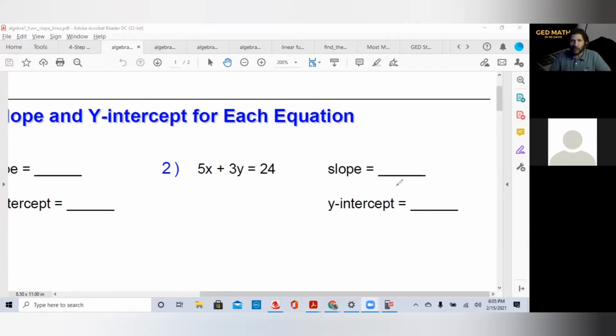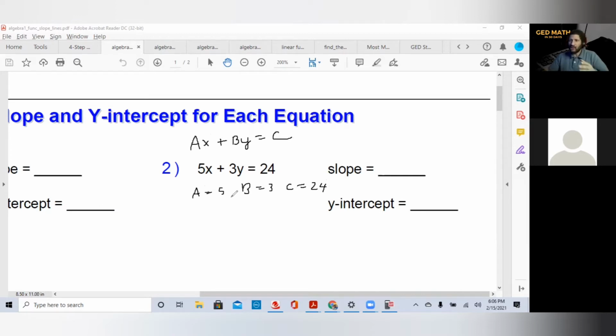So we're looking at number 2. The easiest thing to do, I know we've been studying how to find the slope, but watch how easy it is. First of all, we have to recognize that the standard form of a linear equation is ax plus by equals c. So if you notice, your a is 5, your b is 3, your c is 24. We're talking about the coefficients of the variables.